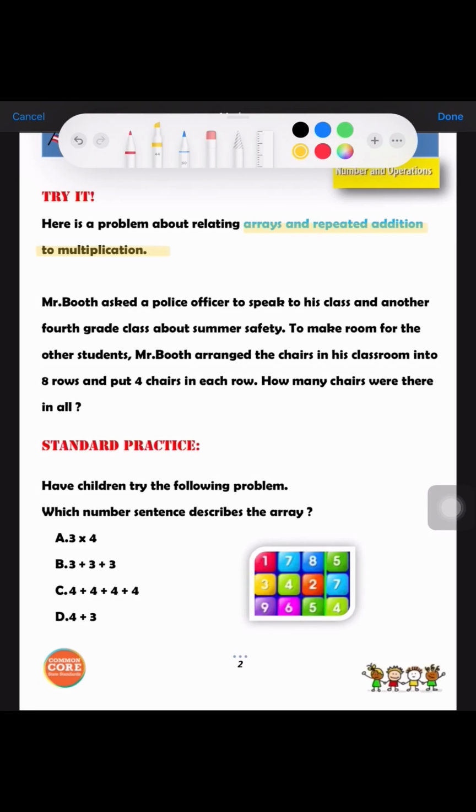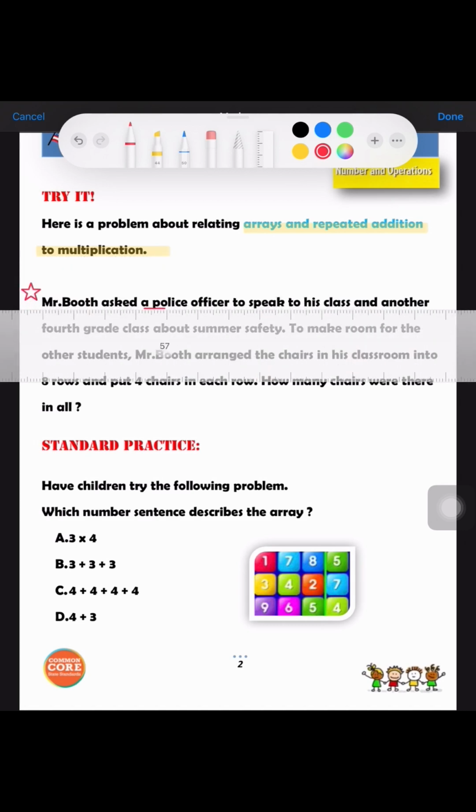Hi kids! Please take a look at page 2, and today we're going to learn about arrays and repeated additions to multiplication. So an array is the arrangement of objects, pictures, or numbers in rows and columns. So take a look at the questions here.